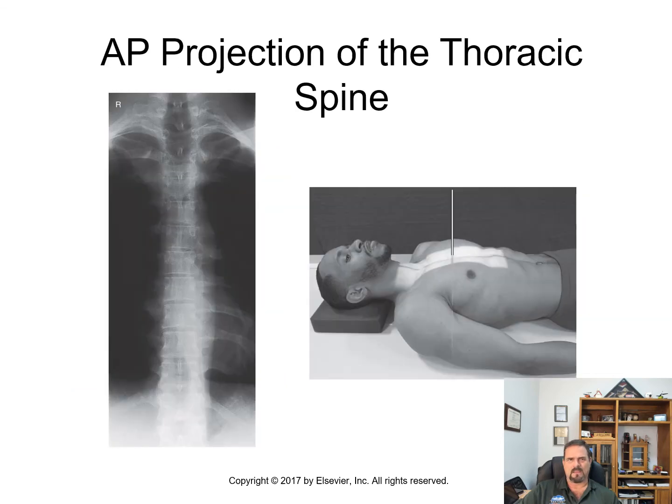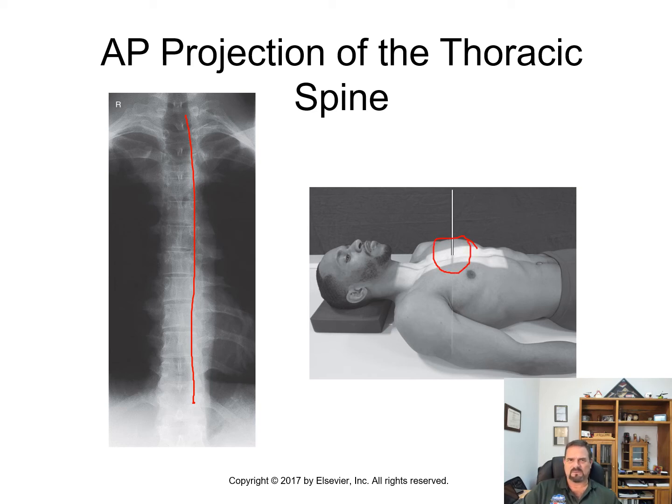Okay. AP projection of the thoracic spine. As you can see, here's a good photograph on it. You're going to begin right up in here, okay, and then work your way down. This is all the way down to the 12th. Notice the focal point is right in the center of the sternum.